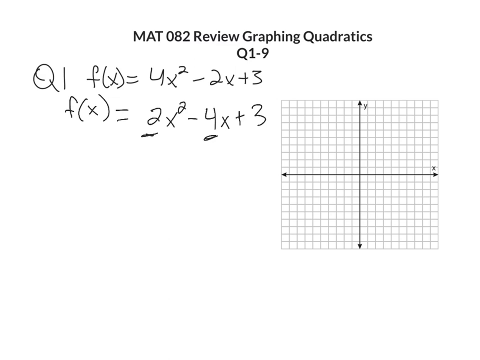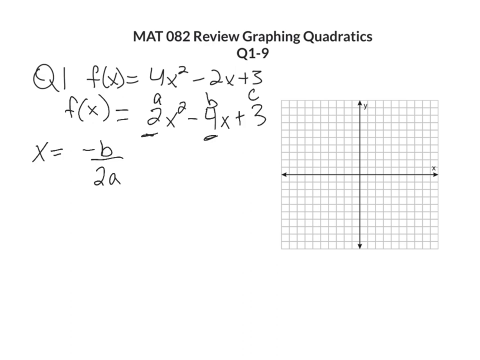So our first step is to find the axis of symmetry. So we need to know what the formula for that is. And the formula is x equals negative b over 2a. Now we can label these numbers a, b, and c.